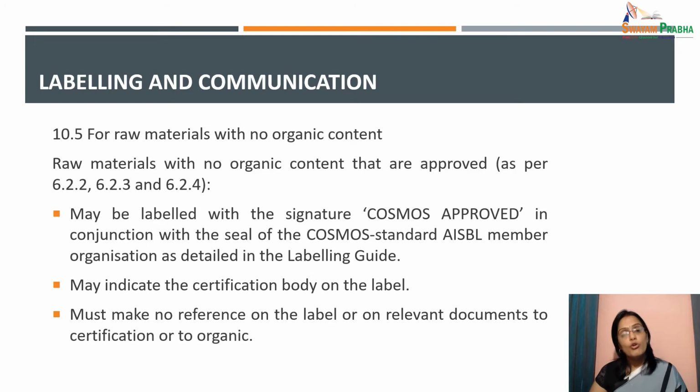Now for raw material with no organic content that is approved as per 6.2.2, 6.2.3 and 6.2.4, this you have to see. The material with no organic content may be labeled with the signature Cosmos Approved in conjunction with the seal of the Cosmos Standard AISBL member organization as detailed in the labeling guide. Okay, this is the same. It may indicate the certification body on the label and must make no reference on the label or on relevant documents to certification or to organic.